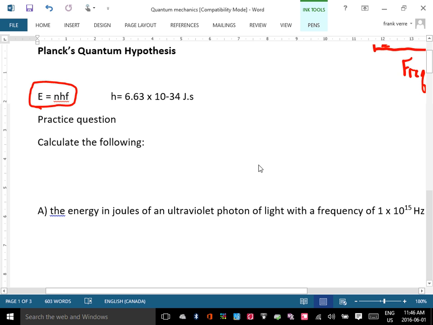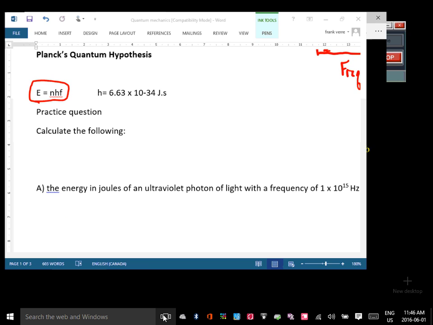F is the frequency of light. Okay. Now, do you guys know the relationship between frequency and intensity? Sorry, frequency and energy. You guys know that relationship? We talked about it in grade 11. Might have. I'm pretty sure we did.